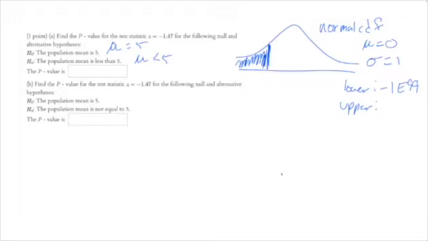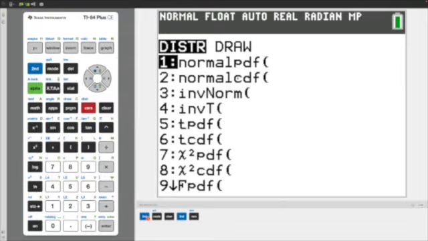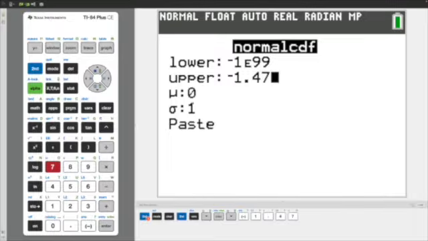All right, so now how to do this on the graphing calculator. Second distribution, and I go to normal CDF. Our lower was negative 1 E99. Our upper was negative 1.47, that z-score. It was the standard normal curve, so the mean was 0 and standard deviation is 1.